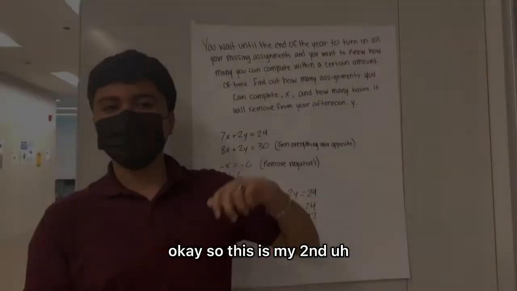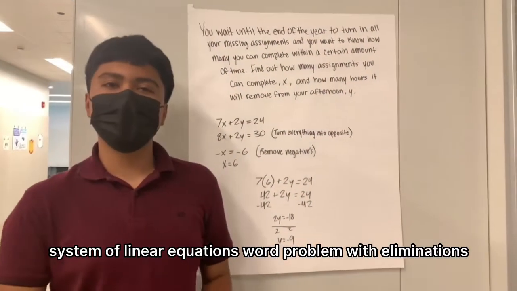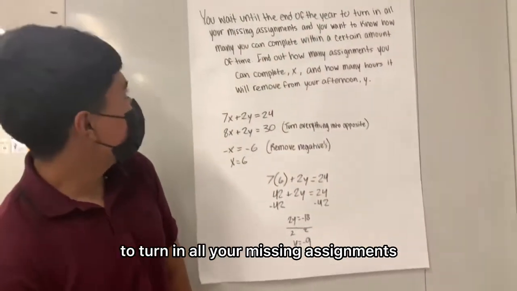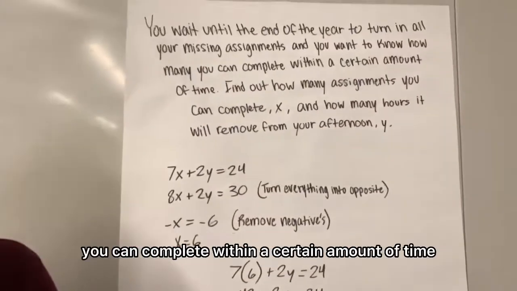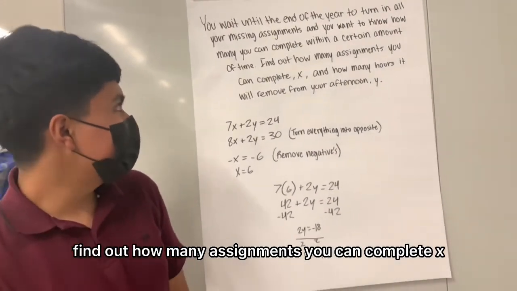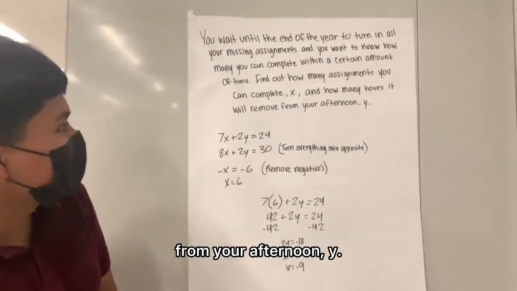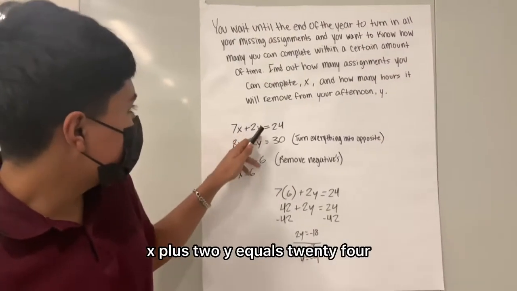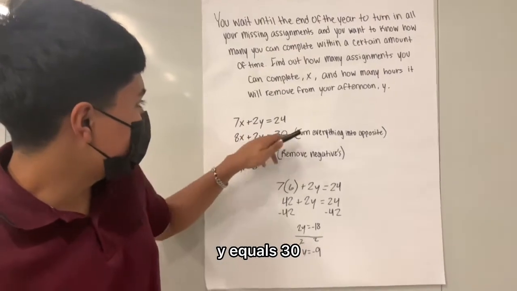Okay, so this is my second system of linear equations word problem with elimination. You wait until the end of the year to turn in all your missing assignments, and you want to know how many you can complete within a certain amount of time. Find out how many assignments you can complete, x, and how many hours it will remove from your afternoon, y. So for our equations, I have 7x plus 2y equals 24 and 8x plus 2y equals 30.